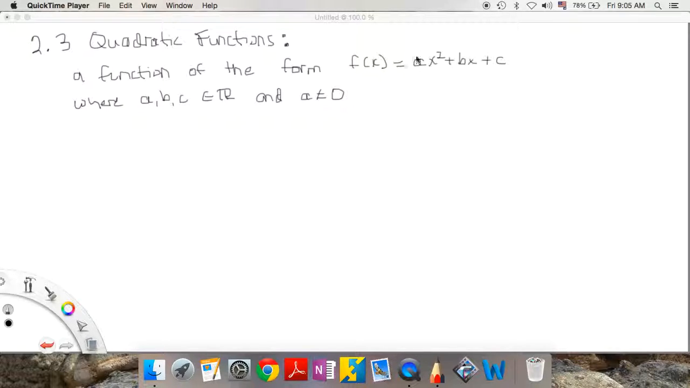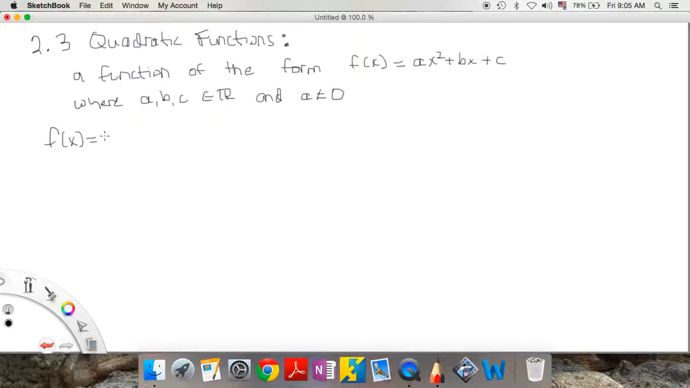This x squared is what makes it a quadratic function. It is a polynomial of degree 2. That means the highest exponent on the variable is a 2. So let's look at some basic ones.